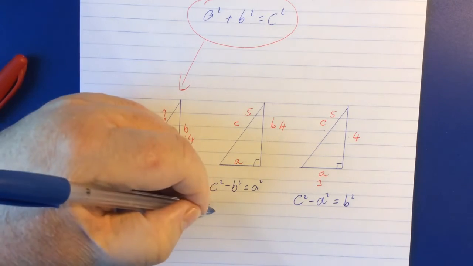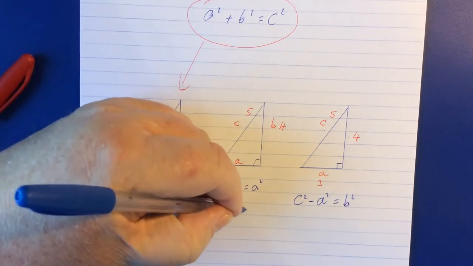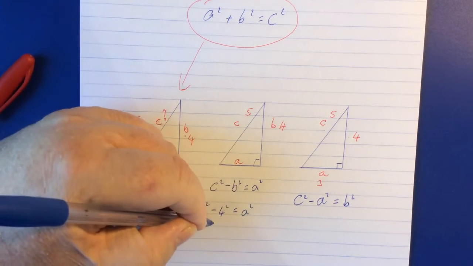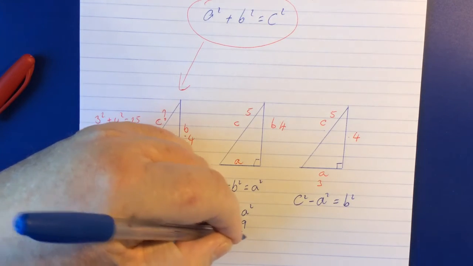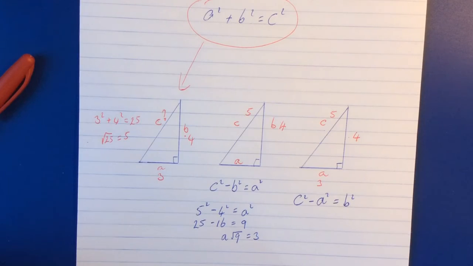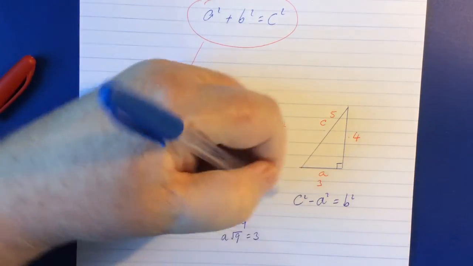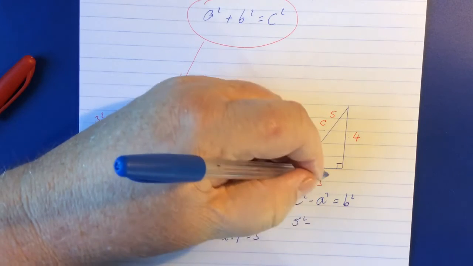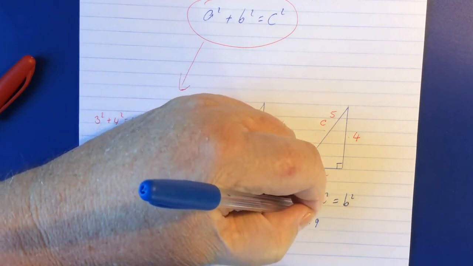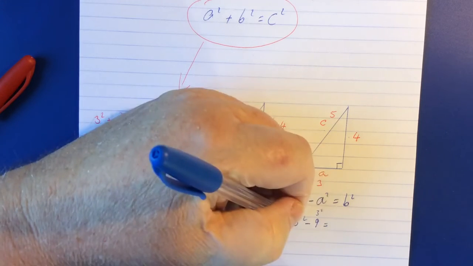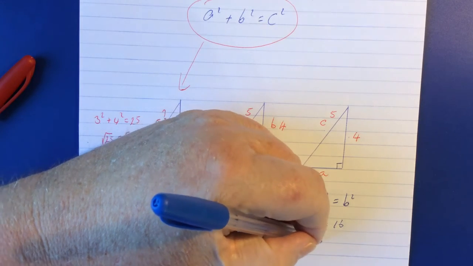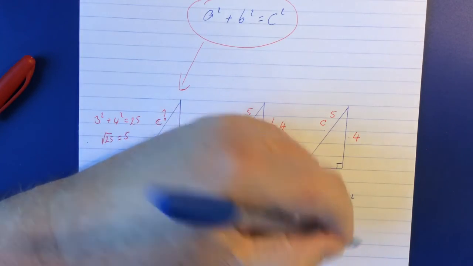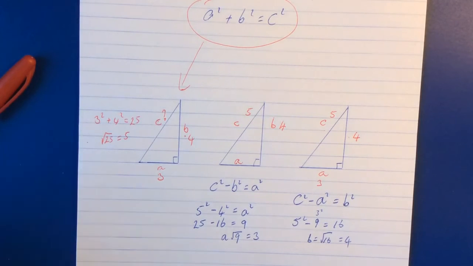5 squared, that's c squared, minus 4 squared equals a squared. 25 minus 16 equals 9. a equals the square root of 9, which equals 3. That's that. c squared, same as before, 5 squared, minus a squared, 9, which is 3 squared, equals 25 minus 9 is 16. b is equal to the square root of 16, which equals 4. That is why Pythagoras gets rearranged. That is how Pythagoras gets rearranged.